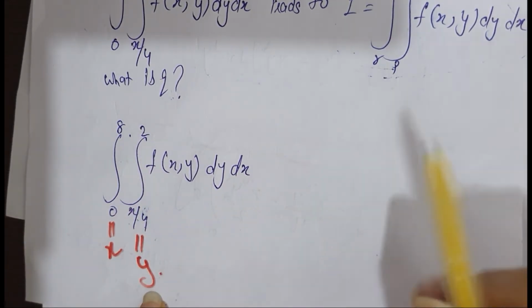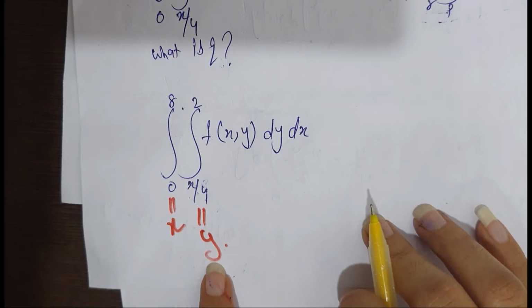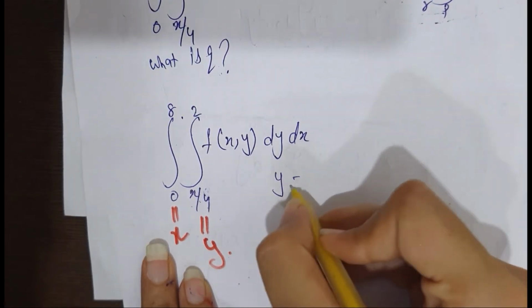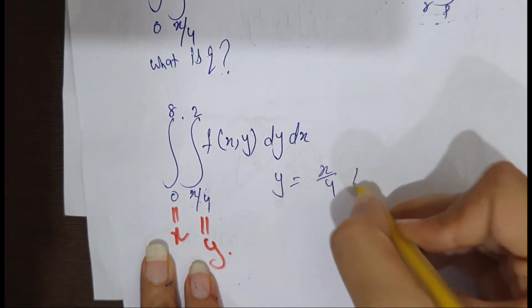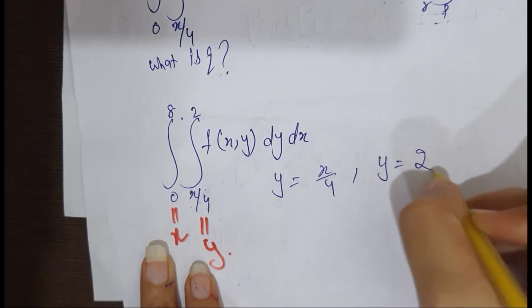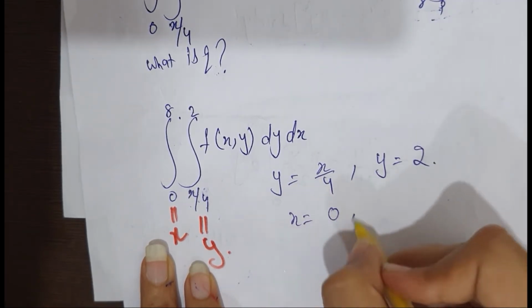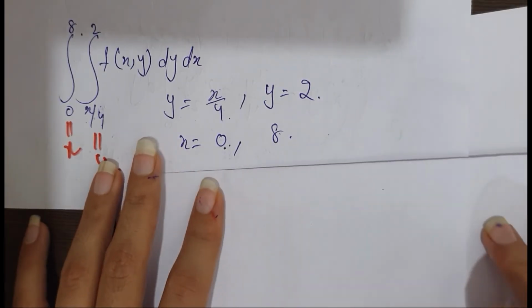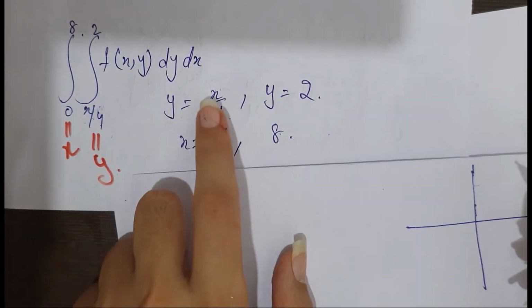So first of all, plot it. For plotting it, we have to know the x and y values. The value of y is x by 4 and the other value of y is 2. Similarly, x is from 0 to 8. So I am plotting it here on the next page. Here y is x upon 4.